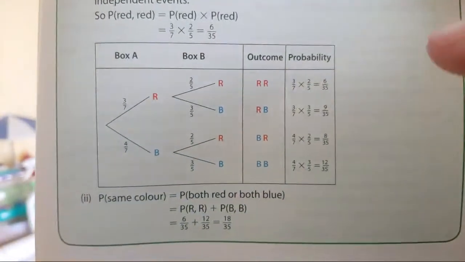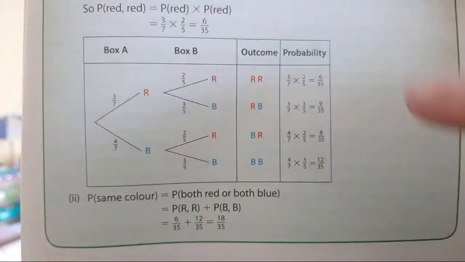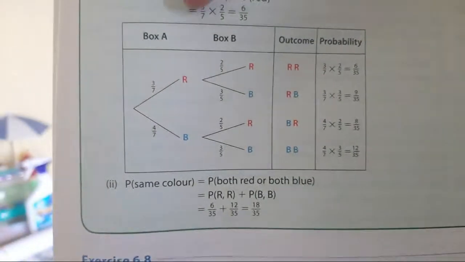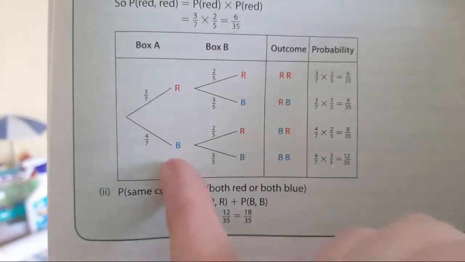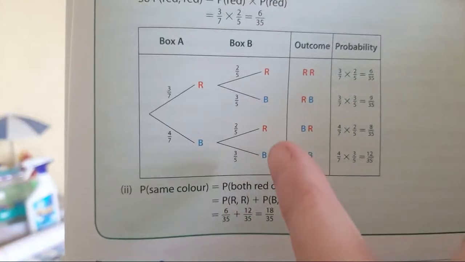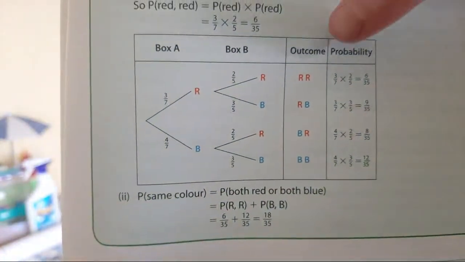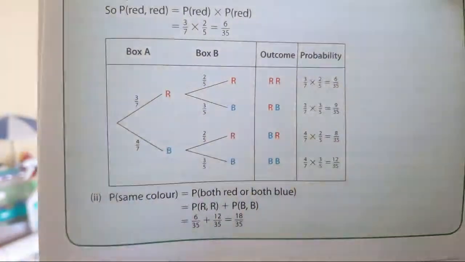You have your red or blue in box A, and you have your red or blue in box B. From box A, you can pick a red, and then from box B, you can pick a red or a blue. From box A, you can pick a blue, and from box B, you can pick a red or a blue. So your outcomes are red-red, red-blue, blue-red, or blue-blue.